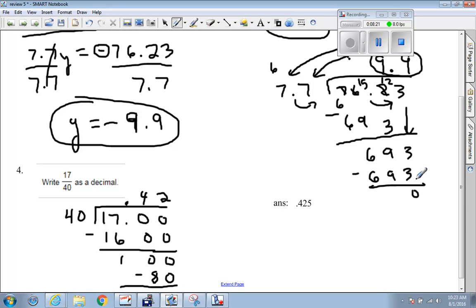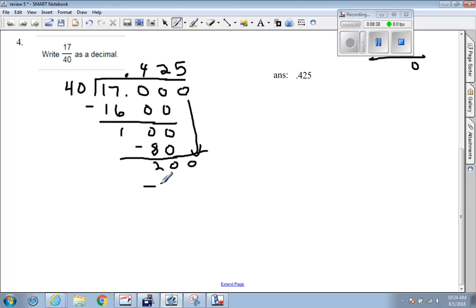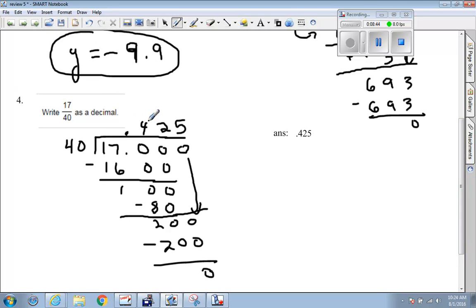Now remember, keep going with every decimal, because either it's going to terminate or repeat, one of the two. Well, that's 20, and I can bring down a trailing 0. Now, 40 into 200 goes perfectly 5 times. And that's where it terminates. Remainder 0. So 0.425, voila, 0.425.